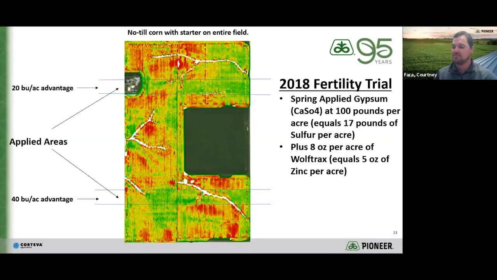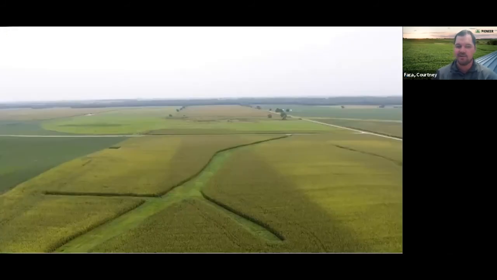So they also did include some zinc in that application, but for us right now, we're looking at this as a sulfur basis. So that kind of got us down the trend of, hey, we need to look at sulfur a little bit more because of how limiting it is in some of these fields. So here's just a drone image of that field, and you can definitely see the cosmetic differences going on there.